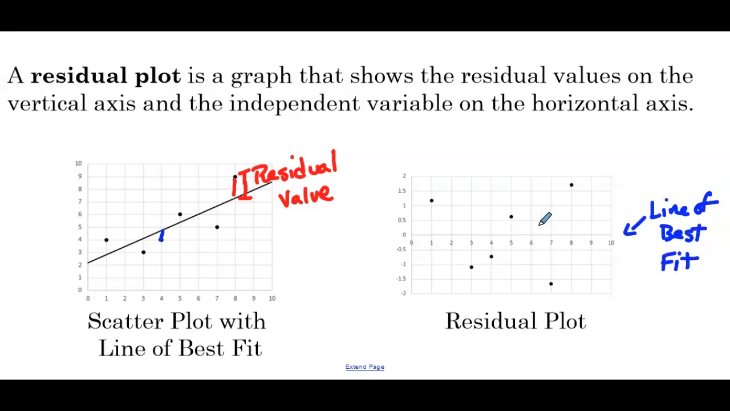So a residual plot is essentially if we took this scatter plot with the line of best fit and we rotated it sideways so that the line of best fit is now the horizontal axis, right? And now we have a different perspective to look at the data. And we can see how far away each data point is from the line of best fit in a little bit more clear of a way than looking at the scatter plot. Right? That's the idea of a residual plot, just to give us a different perspective to look at the data. Horizontal axis represents that line of best fit, and we can see how far away each data point is.